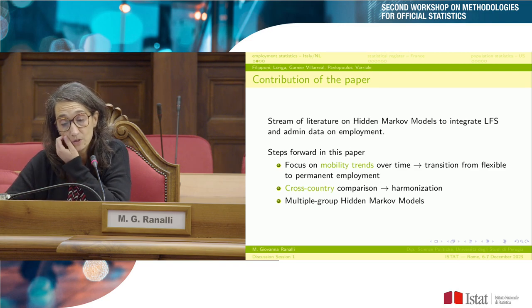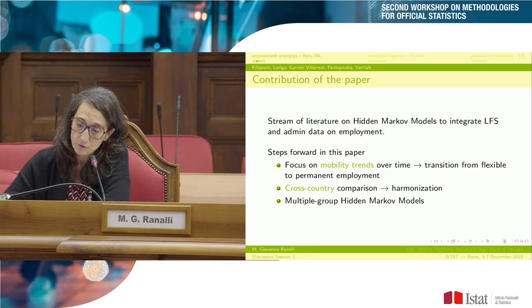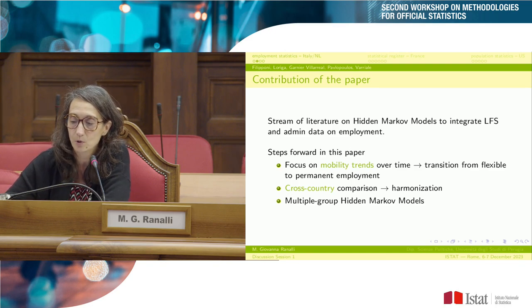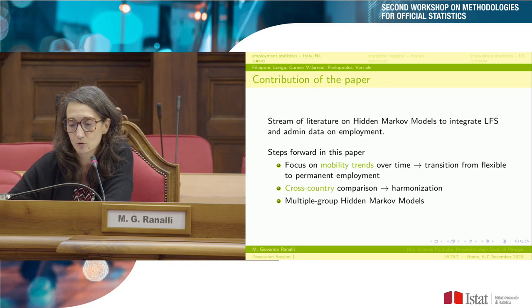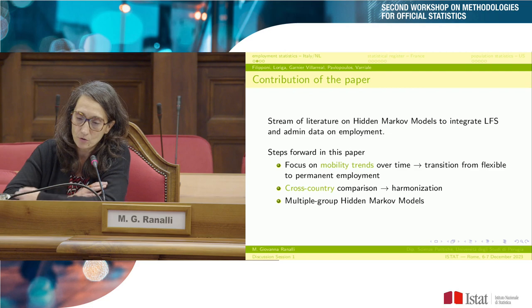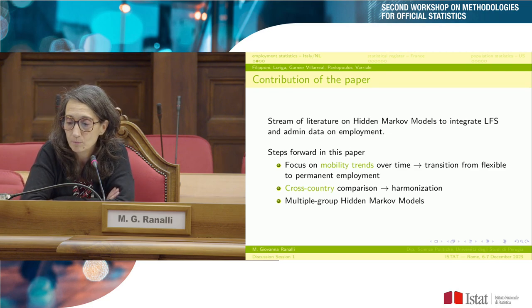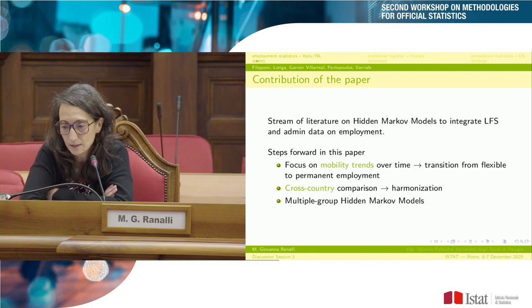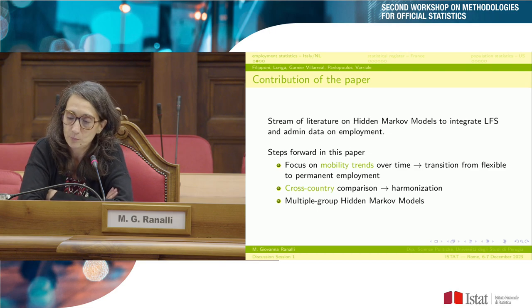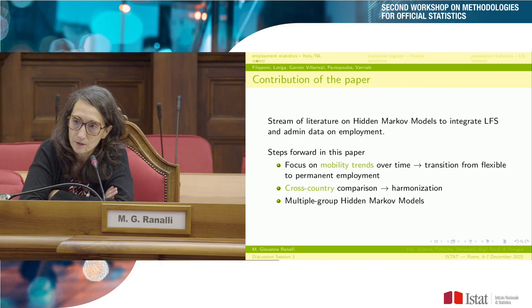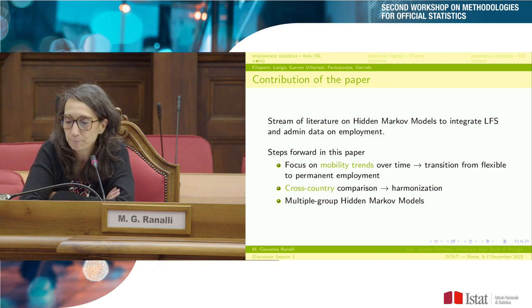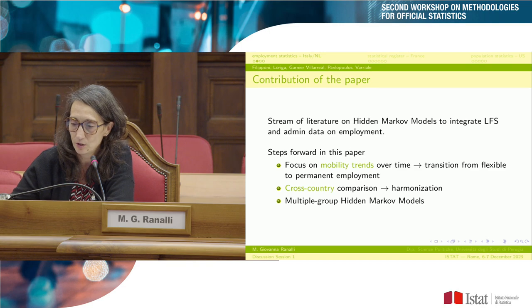So the steps forward in this paper go towards three extensions, from what I got. The first one is the focus on mobility trends over time, for example the transition from flexible to permanent employment. And then the other main change from the past is to look at cross-country comparison. To address cross-country comparison, they use multiple group hidden Markov models, extending hidden Markov models to account for possibly different structural measurement errors. I think this is really interesting, particularly the cross-country comparison, which goes in the direction of harmonization. So it would be a useful tool to address harmonization among countries.